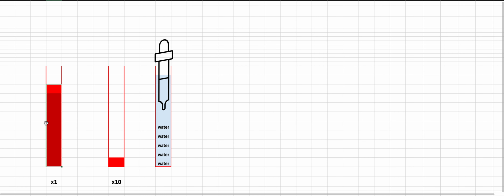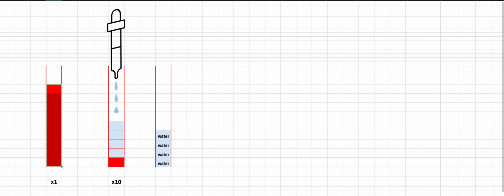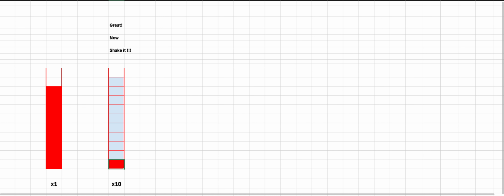Anyway, so there we go. We put that 1 unit of blood right there. And now we need to add some water to it to dilute it so it can spread out. But it's not really blood, it's food coloring. So if you're getting a queasy stomach, there we are putting that food coloring in.